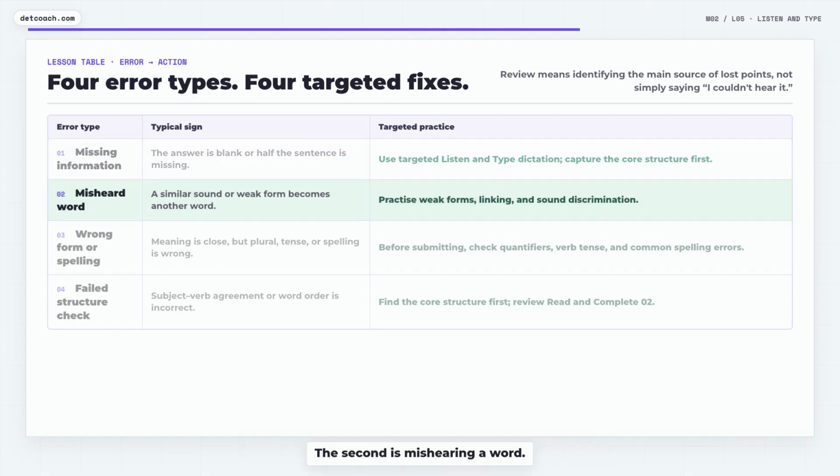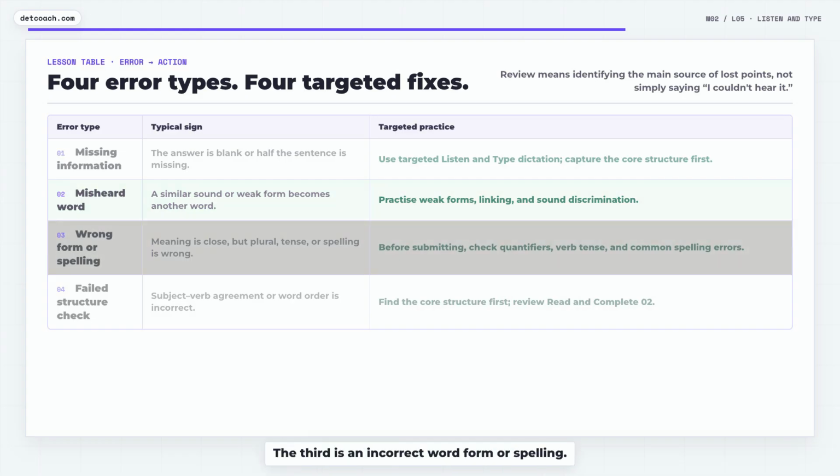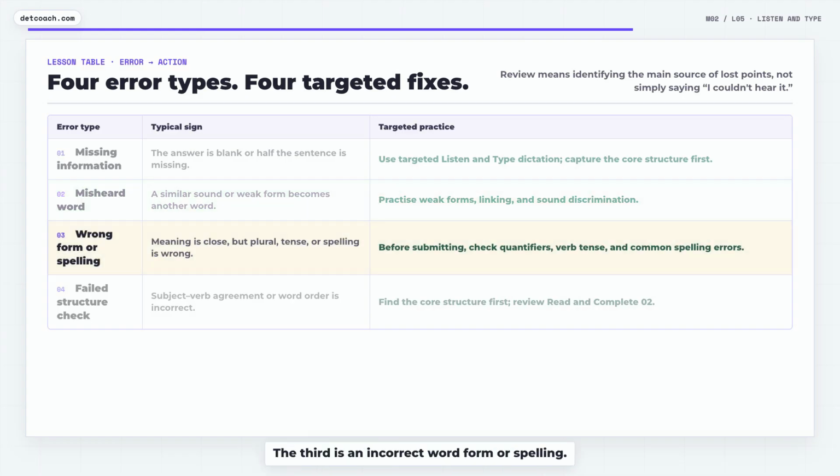The second is mishearing a word. For example, you may mistake a similar sounding word or a weakly pronounced function word for another word. To improve, do sound discrimination practice, focusing on weak forms, linking, and similar sounds. The third is an incorrect word form or spelling. The meaning may be largely correct, but the plural form, tense, or spelling may not match the original exactly. Before submitting, focus on quantifiers, verb tenses, and spellings you often get wrong.